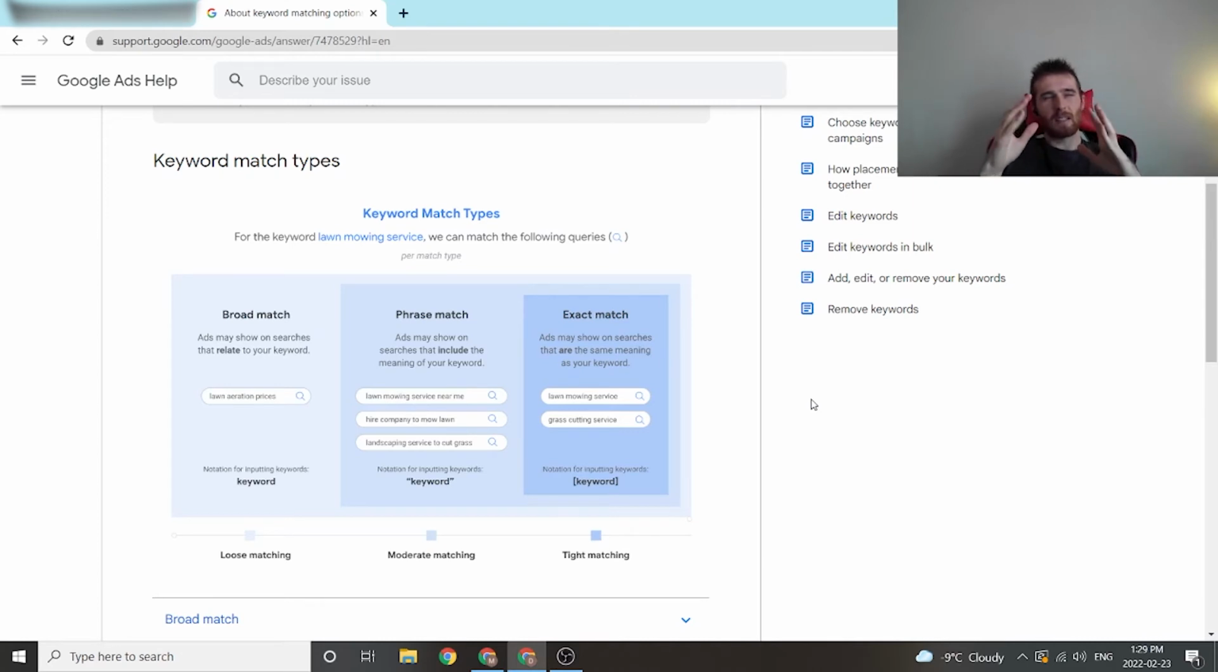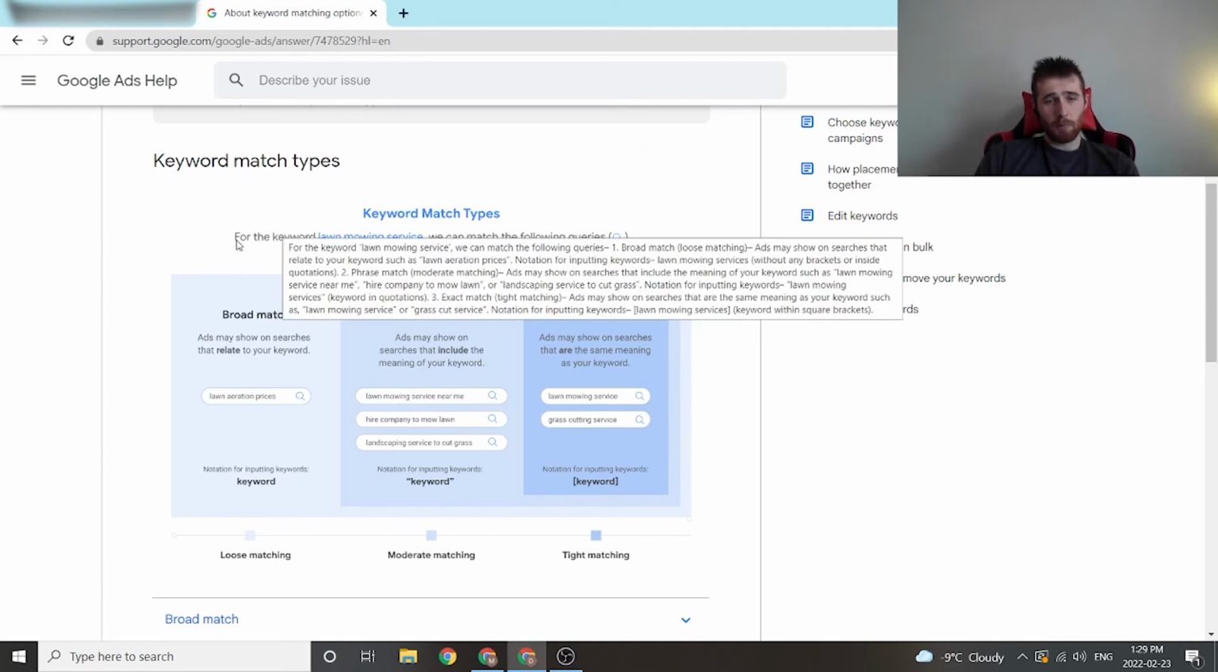It generally gets the basic idea right. It doesn't always get right what you're trying to sell. That's why it's important to have a large list of negatives, but it's much more restrictive than broad match. So it's a very awesome match type to use. We use it all the time in most of our campaigns. Moving on to broad match.